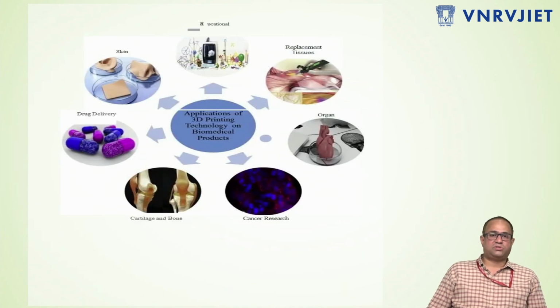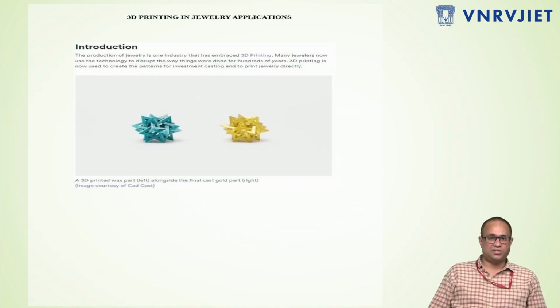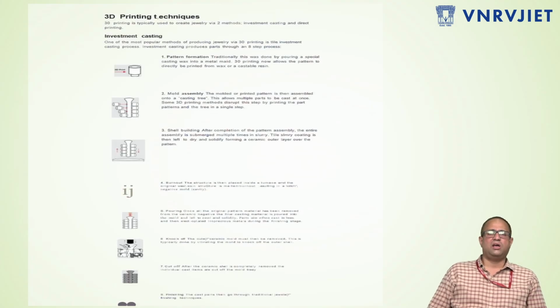So these are a few examples of medical modeling applications, and also for jewelry applications. For jewelry, as you can see, investment casting plays an important role. Mostly the physical pattern is made, and based upon the pattern, the molds are prepared. All the molds are assembled into one tree, and then the shell is built, followed by casting, and then the products are taken out.